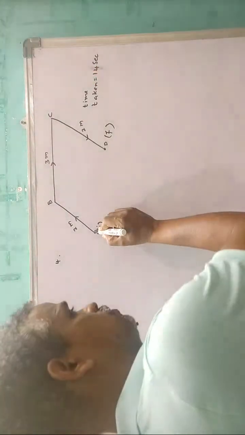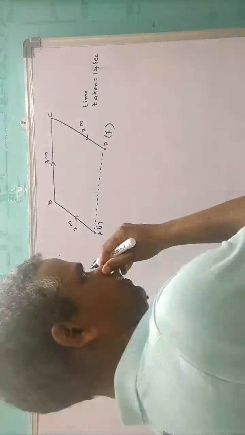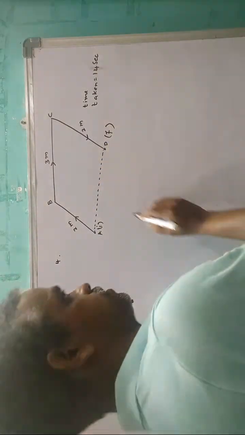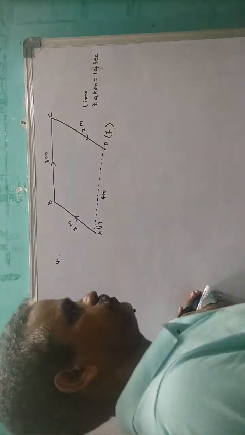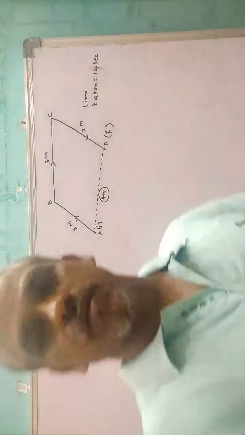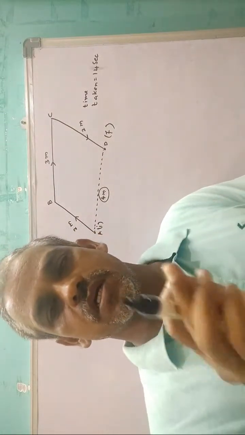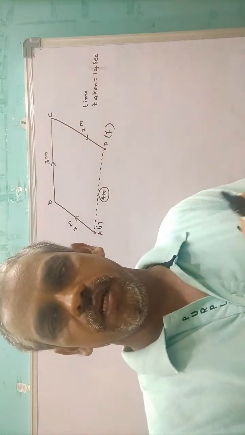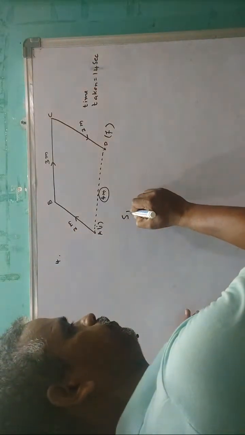So here the distance between A and D, that is equal to 4 meters. Now I have given all the values here. My question is, you just calculate speed and velocity. Now do it, start.